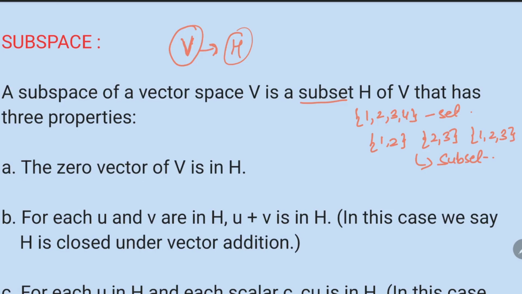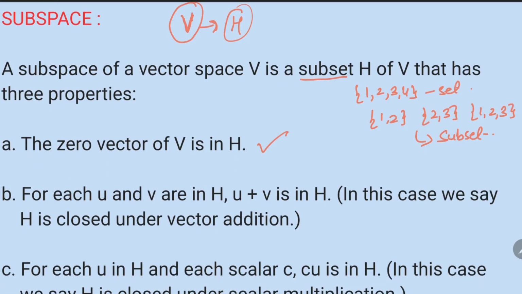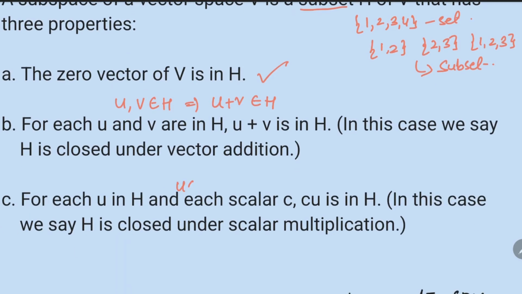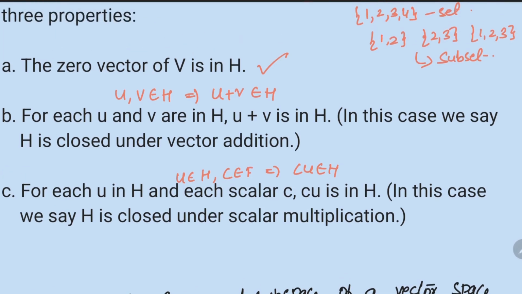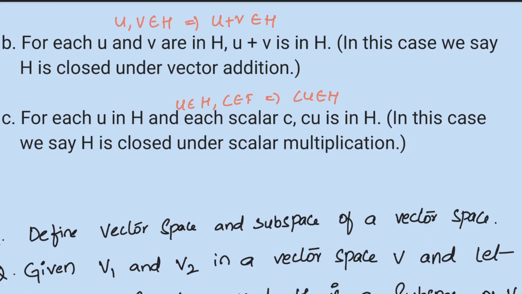First one, the 0 vector of V is in H, and for u, v in H, u plus v is in H. If u, v belong to H, then u plus v also belongs to H. Next one, if u belongs to H and c belongs to the scalars, then cu belongs to H. This is the third property. If these 3 properties are satisfied, then H is said to be a subspace of a vector space.